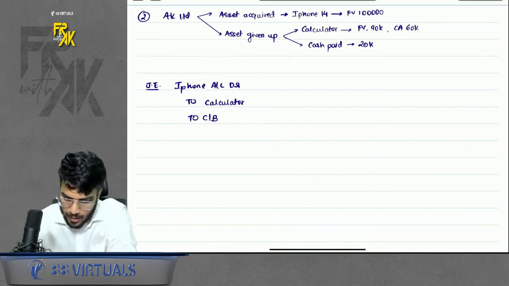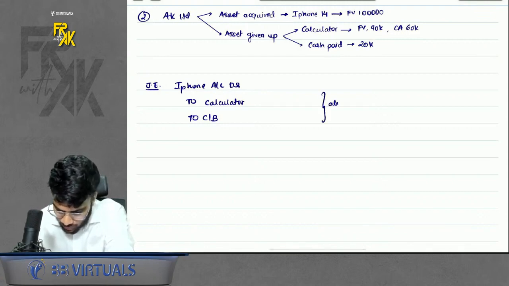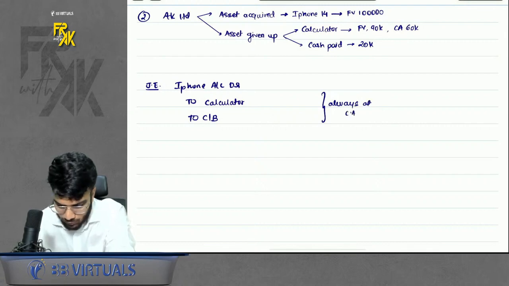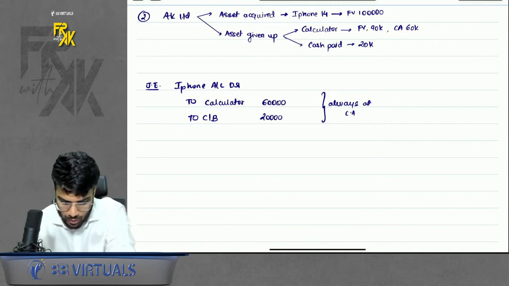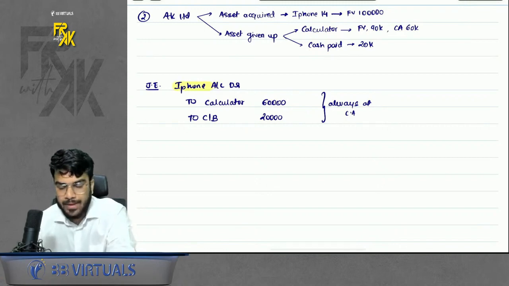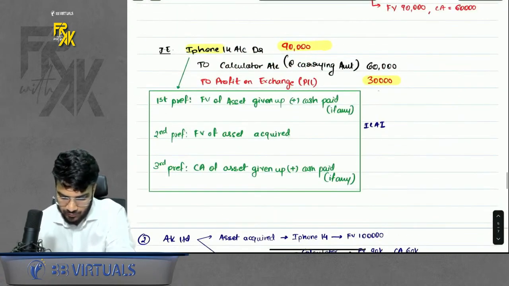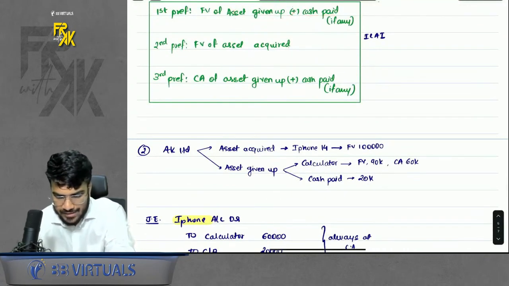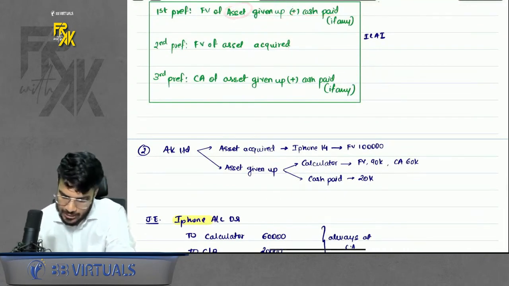Now, these are the outgoing assets. Outgoing assets will always go out at what amount? At carrying amount. What is the carrying amount of calculator? 60,000. What is the carrying amount of cash/bank? 20,000. This is done. Now to record the incoming asset, how many preferences do we have? We have three preferences. The first preference says we will give first preference to fair value of asset given up plus cash paid. Ideally, when we say fair value of asset given up, this already includes cash paid.